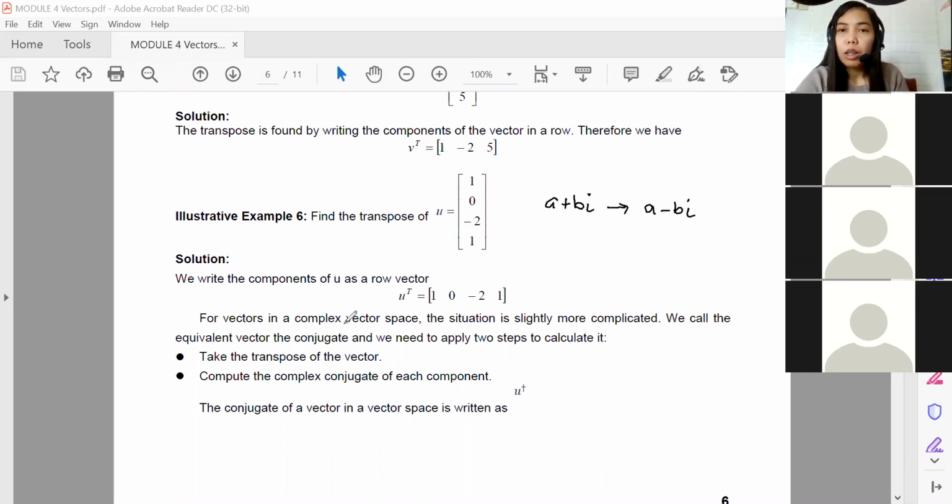Okay, when we have a complex vector space, we need to get the transpose and then the complex conjugate of each component. So this is how we denote the conjugate, with a cross. The conjugate of a vector in a vector space is written by this.